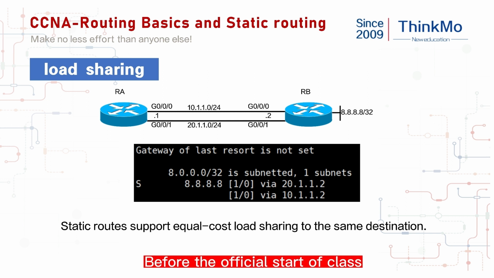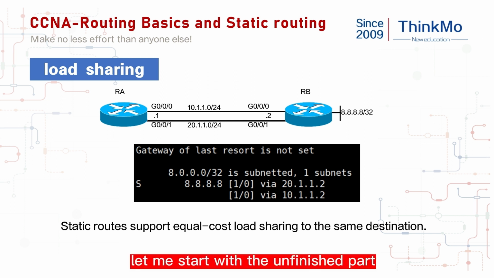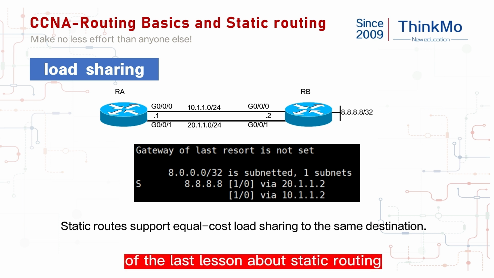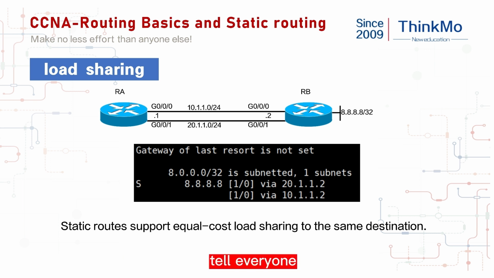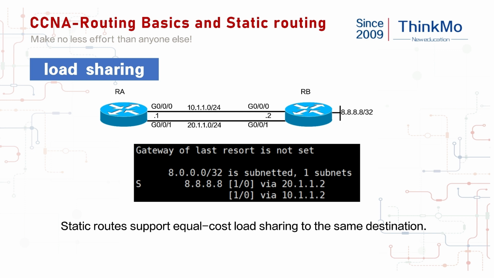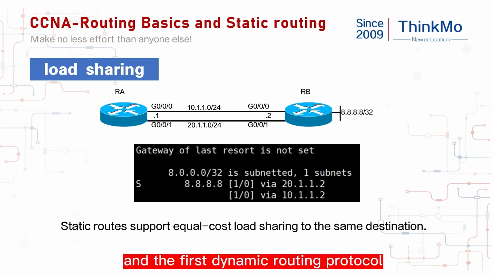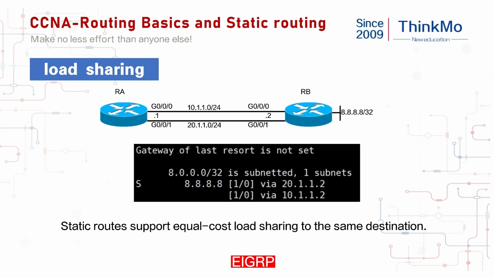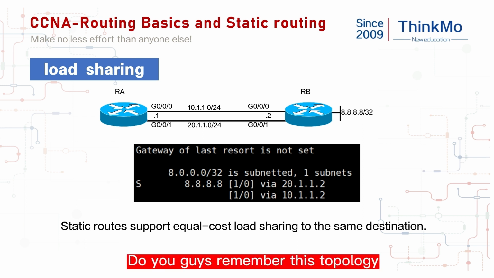Today's topic is dynamic routing, EIGRP theory and experiments. Before the official start of class, let me start with the unfinished part of the last lesson about static routing. Then we'll talk about the dynamic routing part and the first dynamic routing protocol, which is also a routing protocol proprietary to Cisco, EIGRP.